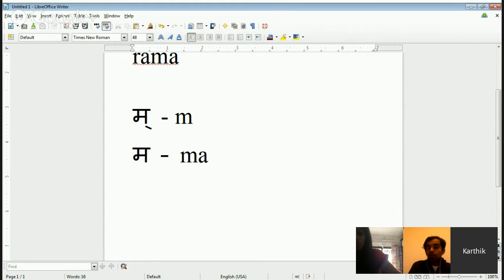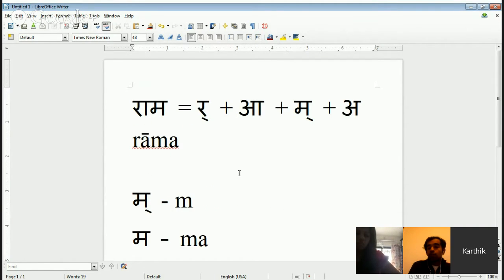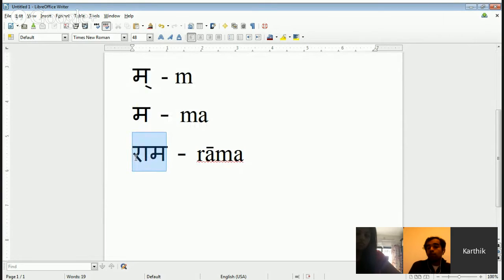So when we write Rama, here there is no virama sign below Makara, right? There is no virama sign. So it has to be Rama, right? So this is why it is an Akaranta Shabda. Akaranta means Akara is the end, Anta. So Rama is an Akaranta Pullinga Shabda.